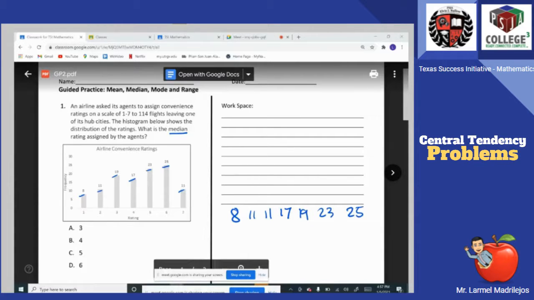Okay, so we have these numbers here. Now the question is, what's the median? The middle of these numbers. So let's start counting: 1, 2, 3, 4, 5, 6, 7. We have 7 numbers, so we can get the center. This is 3 here and 3 here. The median is 17. So what's the value of that 17? 17 is 4. Okay, so the answer is letter B. Next question.